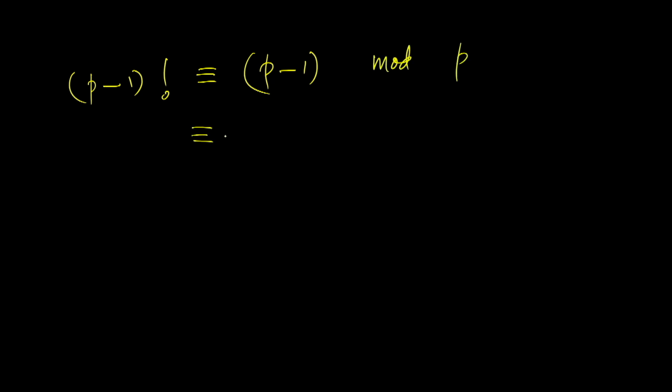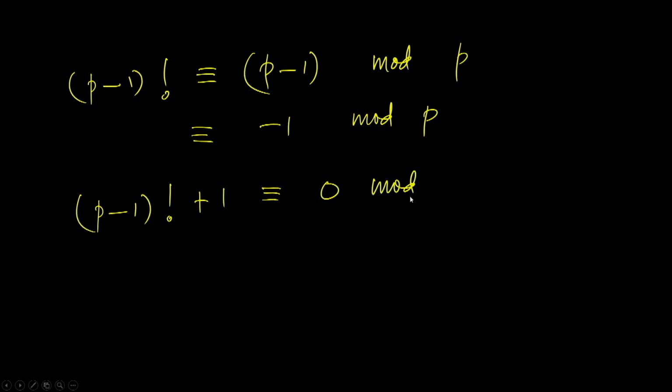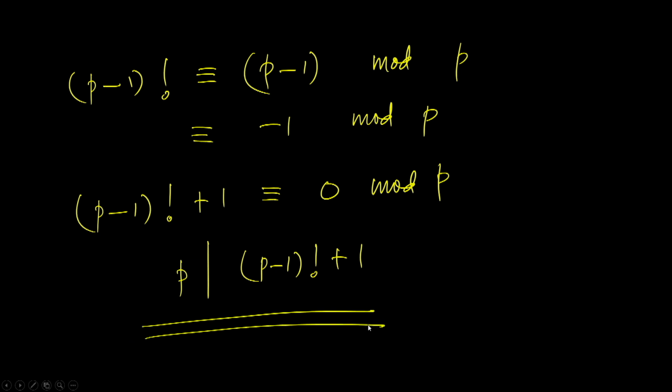But p minus 1 is minus 1 mod p. Moving minus 1 to this side, we have p minus 1 factorial plus 1 is 0 mod p, or p divides p minus 1 factorial plus 1, which is what the theorem asserts. Wilson's theorem asserts that p minus 1 factorial is minus 1 mod p.